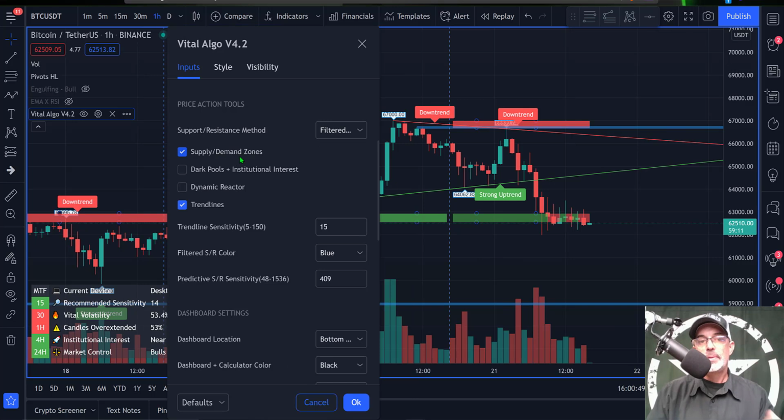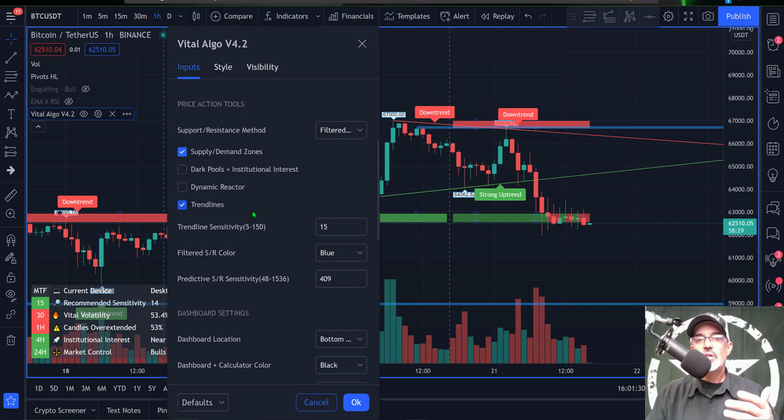Now, I do have the supply and demand zones on the screen. Again, this bar across the bottom and this little red bar across the top. I don't currently have dark pools or the dynamic reactor on. Again, that's something I'll dive into in a future video. Otherwise, we'll be here for hours going over every little feature, and I'm going to try to break these down into videos you can sit through and perhaps digest the intel without being overwhelmed.